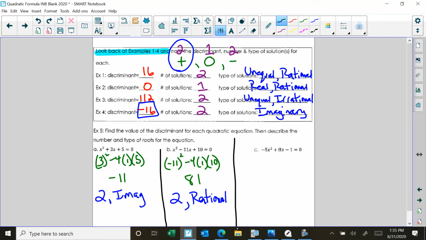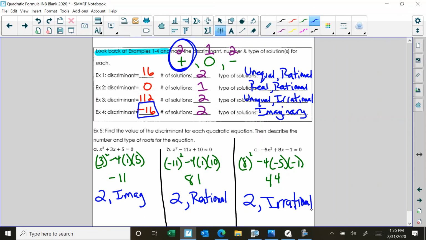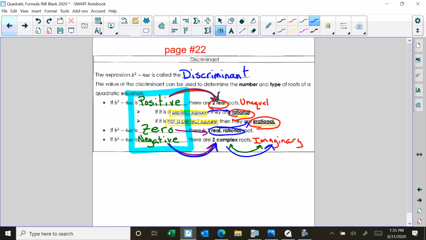In our last example, 8 squared minus 4 times negative 5 times negative 1 comes out to be a positive 44. You can check the calculations if you want. That's what they are. That is a positive answer, so it has 2. 44 is not a perfect square, therefore has irrational answers. Again, all this information can be interpreted by this little chart on page 22.